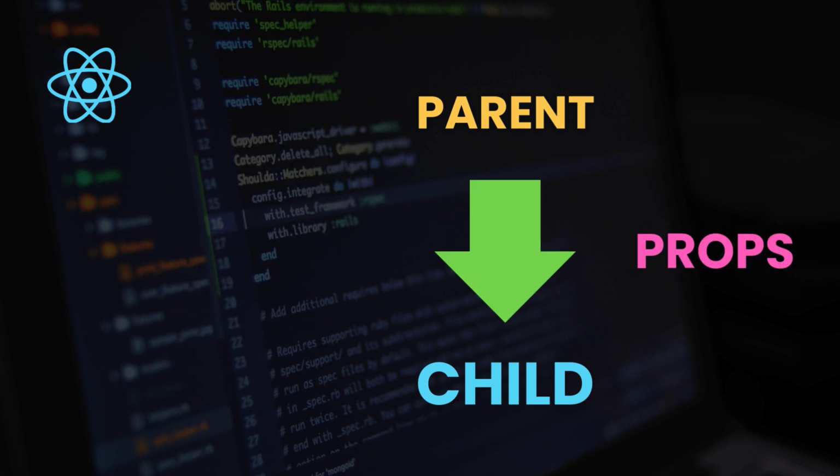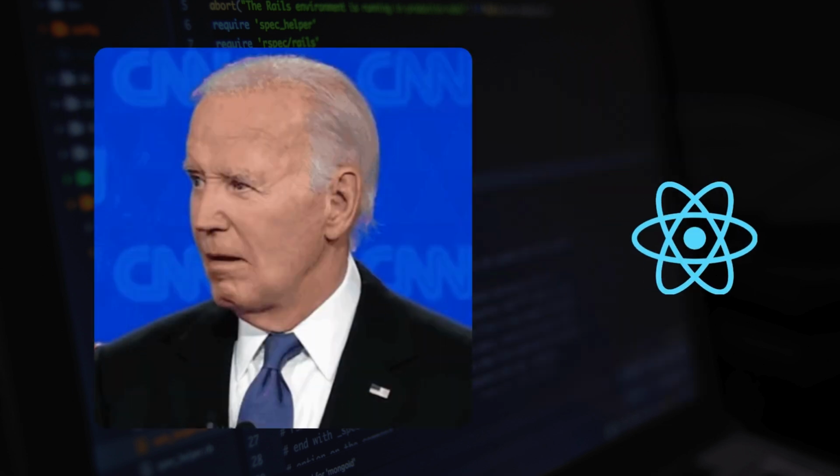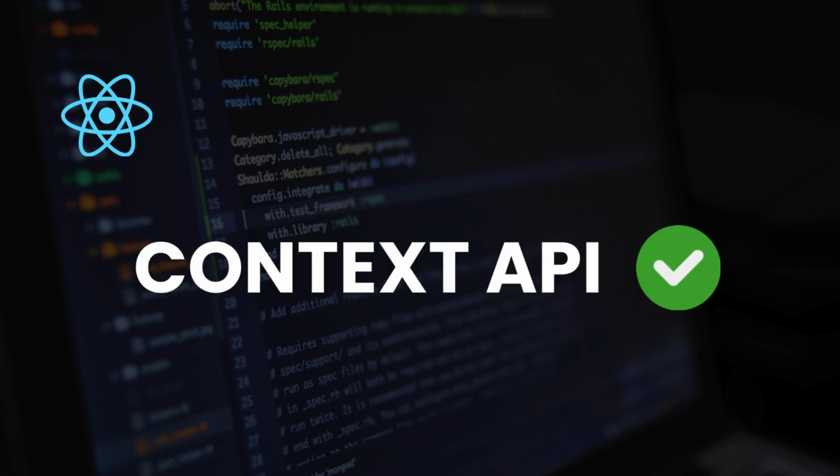But now, imagine you have a deeply nested structure: parent, child, grandchild, great-grandchild, and so on. Passing props all the way down becomes messy, confusing, and frustrating. This is called prop drilling. And that's where Context API comes to the rescue.